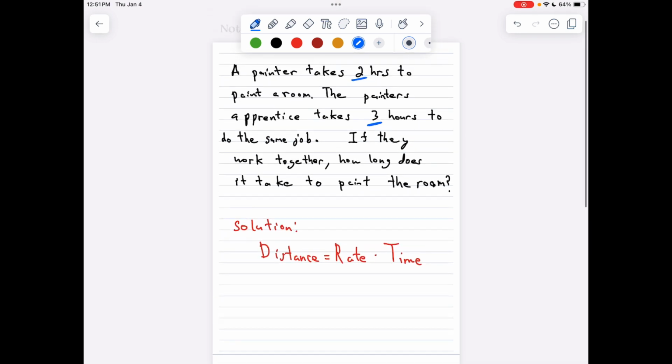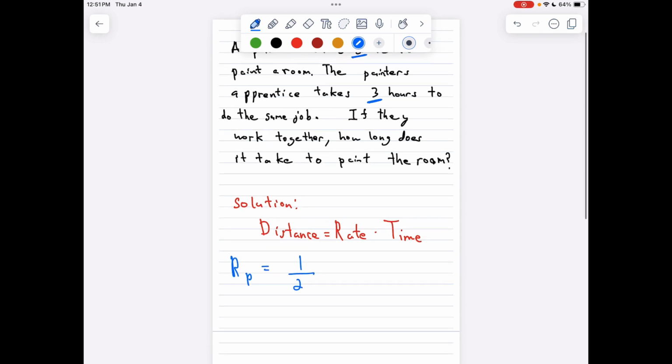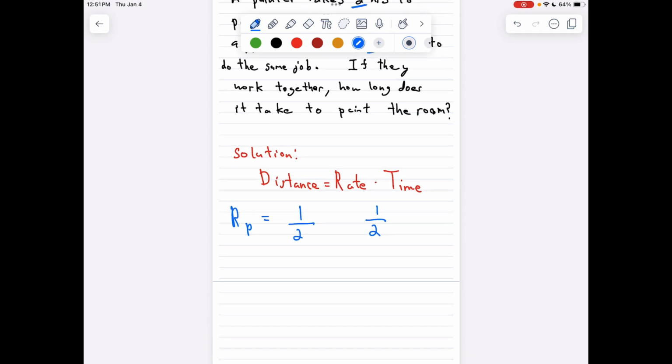Now, how do I get a rate out of that? Well, a couple ways to look at it. Let me call the rate of the painter RP. And think about it this way. One job takes 2 hours. Okay, that's one way to think about it. The other way to look at it is that in 1 hour's time, 1/2 of the job has been done. So one job is 2 hours, or half the job has been done per 1 hour.